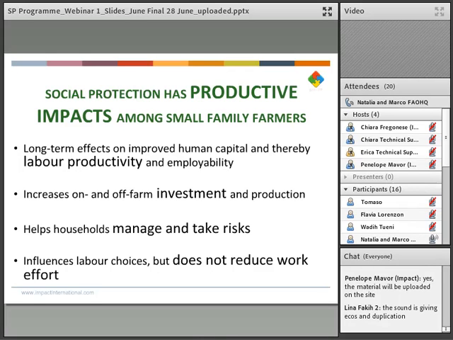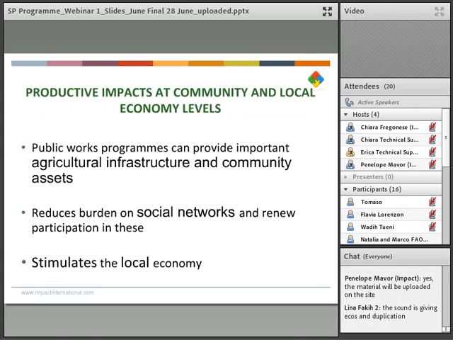And this is an extremely important finding, because there's a lot of concern among decision makers at the national level, also among development partners, that giving people free cash is going to induce laziness. But the evidence shows that's not true. It's actually the opposite. And now the next slide, please.